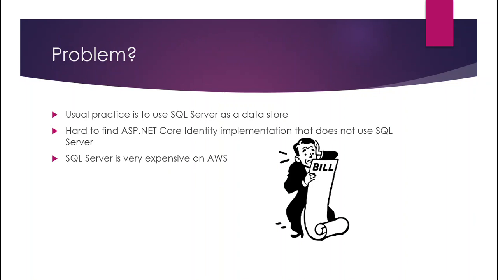There is one problem with the .NET Core Identity Framework. The usual practice is to use SQL Server as the data store. If you search the internet, it's very hard to find a NoSQL .NET Core Identity implementation. Nowadays, it's not enough to get your software working. You also have to make it cost-effective. And SQL Server is very expensive on AWS.